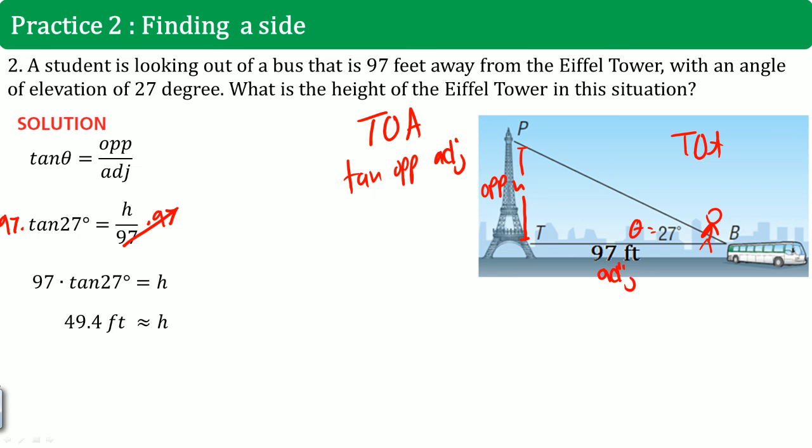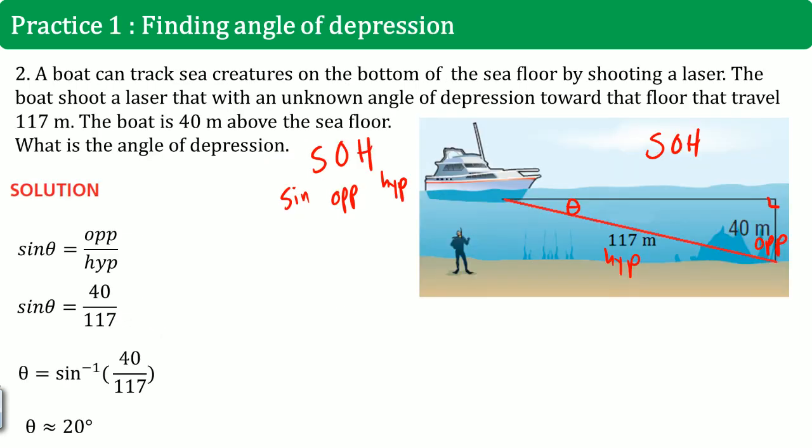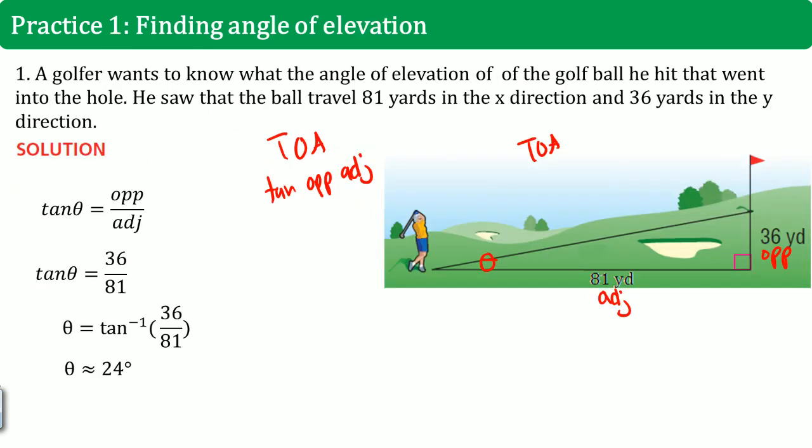So there you go. Those are all your solutions. Here I want you to understand that you have to use your trig ratios interchangeably. So here we use our regular trig ratios to find the sides, but we use our inverse to find the angles. All right, there you go.